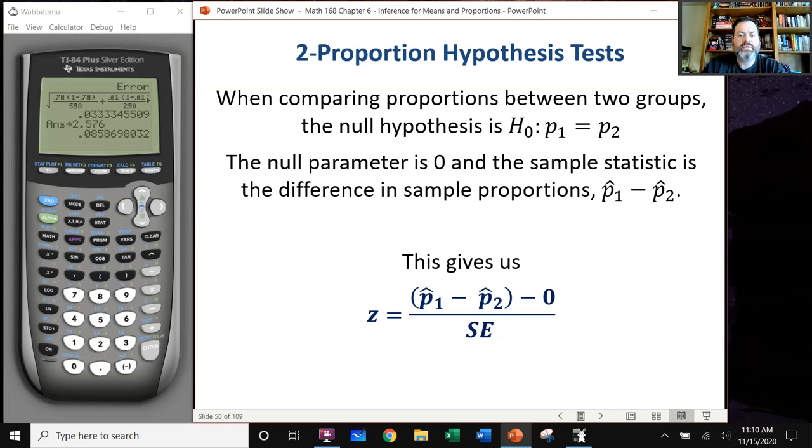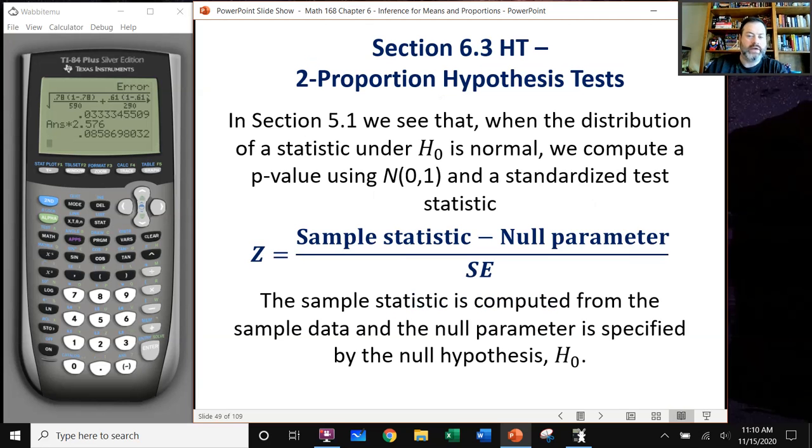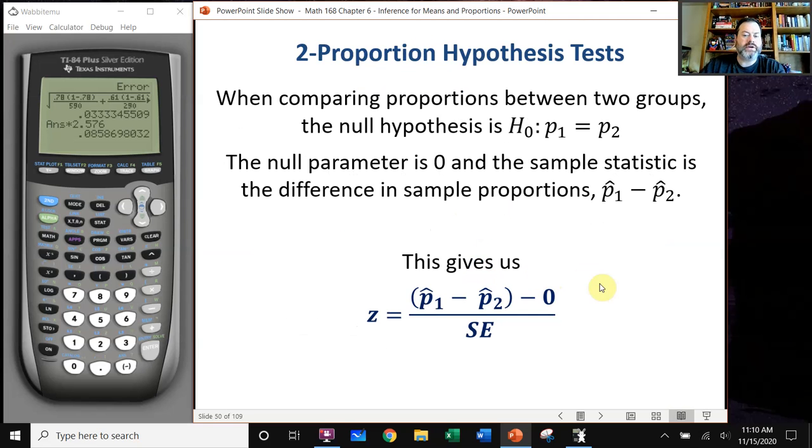right? So when we subtract, look at the formula again. This is p hat 1 minus p hat 2, but we're assuming the population proportions are equal. So this is 0, right? The null parameter. And the standard error. So this gives us this. Now, this is just sort of the template formula. You don't have to type in minus 0 if you don't want to.